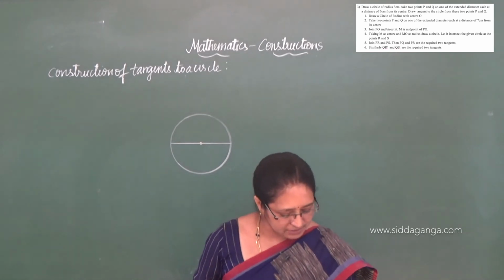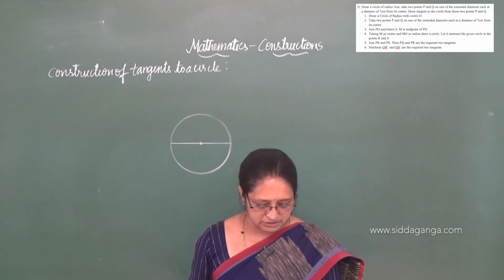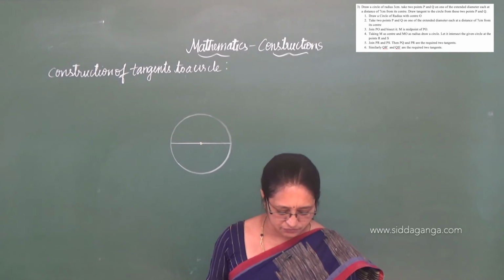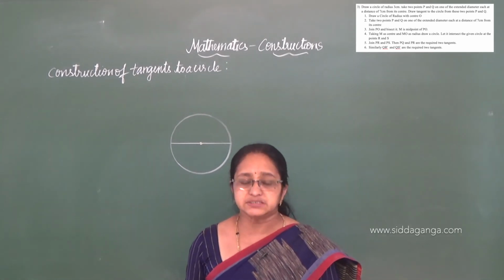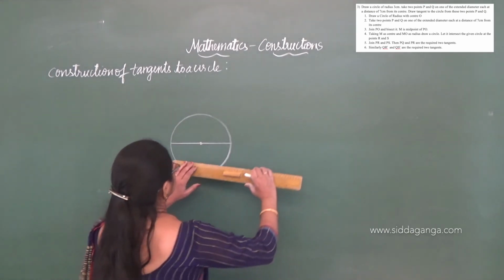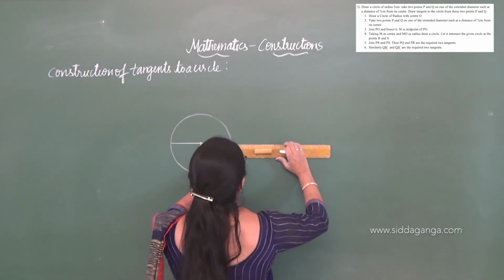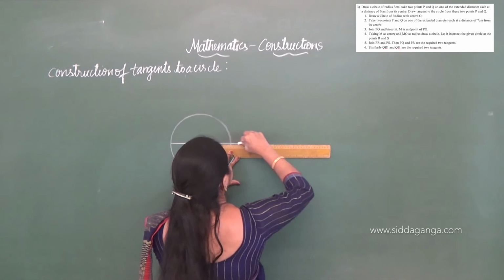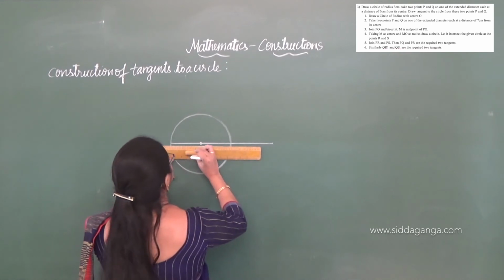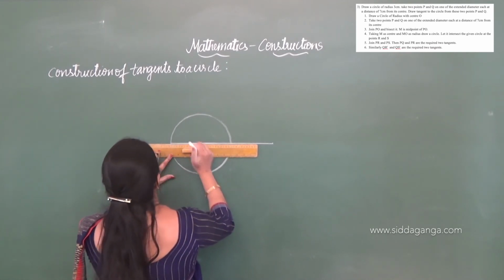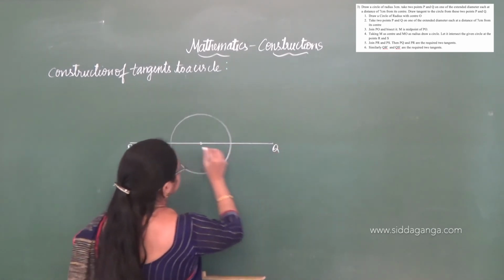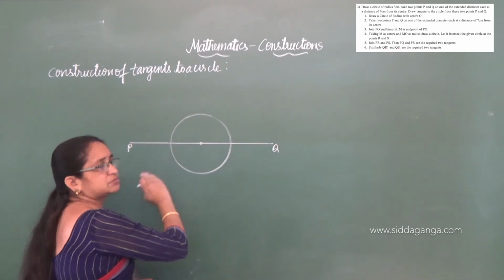So, what is the measurement they have told? Take the 2 points P and Q on one of its extended diameter, each at the distance of 7 centimeter from the center. Here also you should take 7 centimeter, extending to both the sides. I hope you understood. So, this is P and this is Q. This diameter is extended towards both the sides.